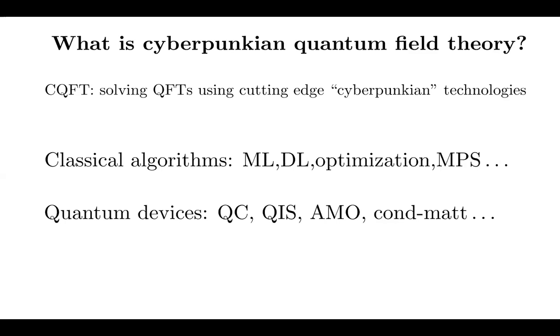I'm also interested in some classical algorithms and classical methods. For instance, matrix product state, which I will talk about later, which is tensor network, and machine learning, deep learning optimization. So these are some advanced classical methods that are discussed in cutting-edge information science. And I hope to use them to study quantum field theories, maybe following the path of Ken Wilson and Richard Feynman.